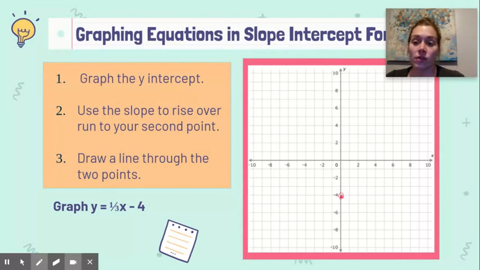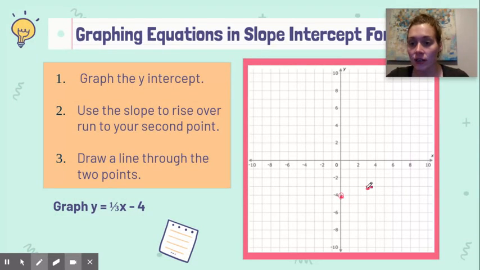Then we use our slope. Slope is 1/3. Remember, slope is rise over run. So the fraction 1/3 tells me I'm rising 1, running 3. So from that point we just plotted, we're going to rise 1, run 3. Remember, we always run to the right. So up 1, over 3, we're going to plot a point.